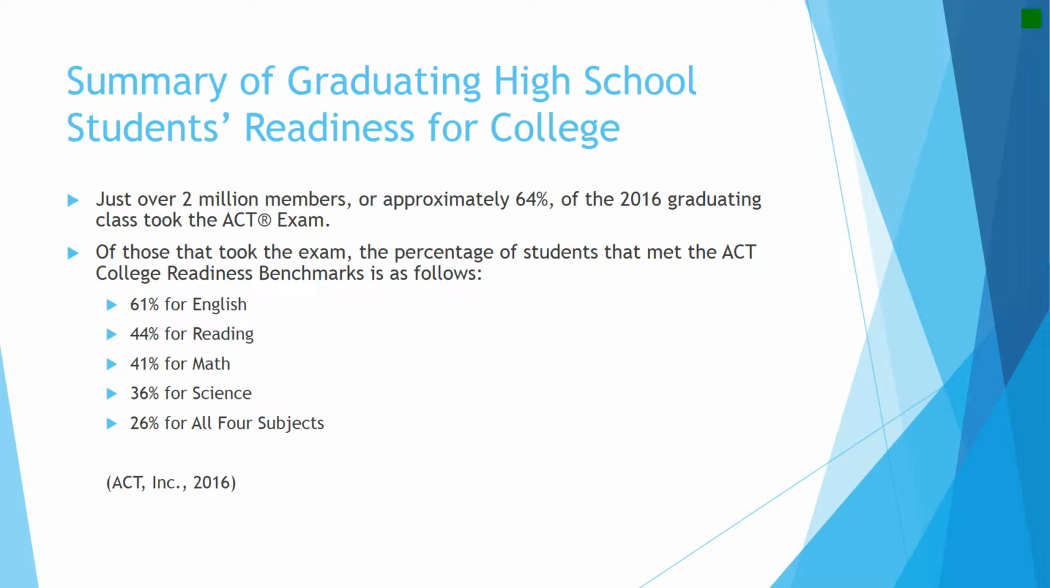Just over 2 million members, or approximately 64% of the 2016 graduating class, took the ACT exam. Of those that took the exam, the percentage of students that met the ACT college readiness benchmarks is as follows: 61% for English, 44% for reading, 41% for math, and 36% for science. As you can see, this means that there is a large number of students who do not have the proficiency necessary to immediately succeed in college, and these statistics do not take into account those students who did not take the exam.